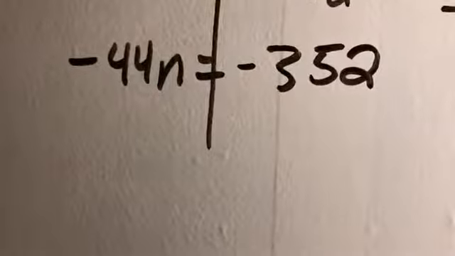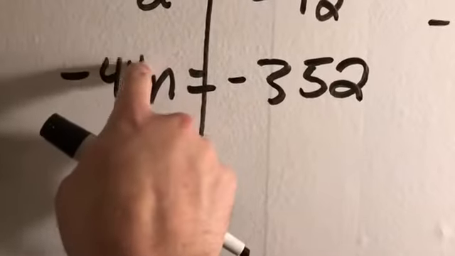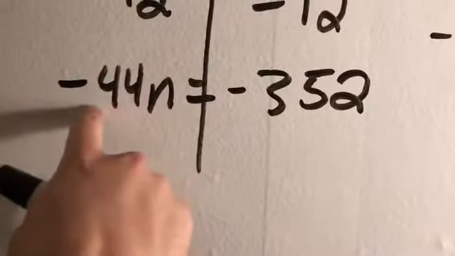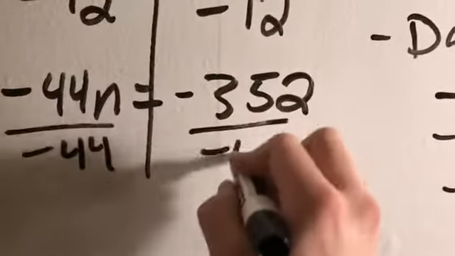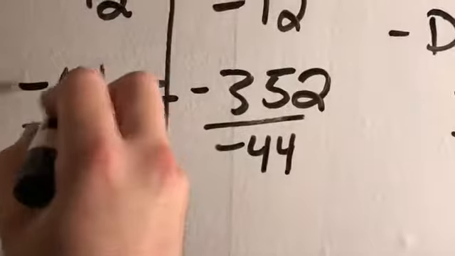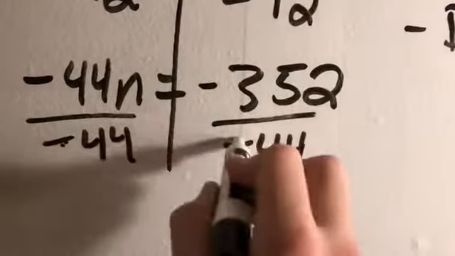And now we're left with one more step. If there's nothing in between the number and the letter, this is multiplication, so the opposite is division. And if this number is -44, don't forget the negative when you're dividing on both sides.